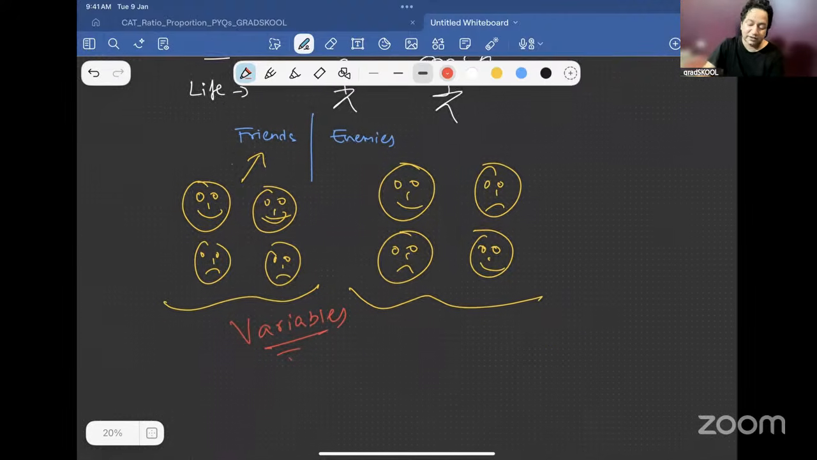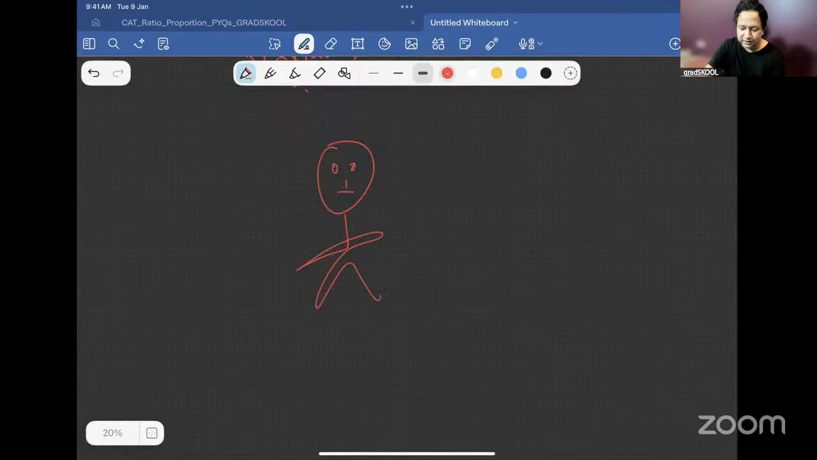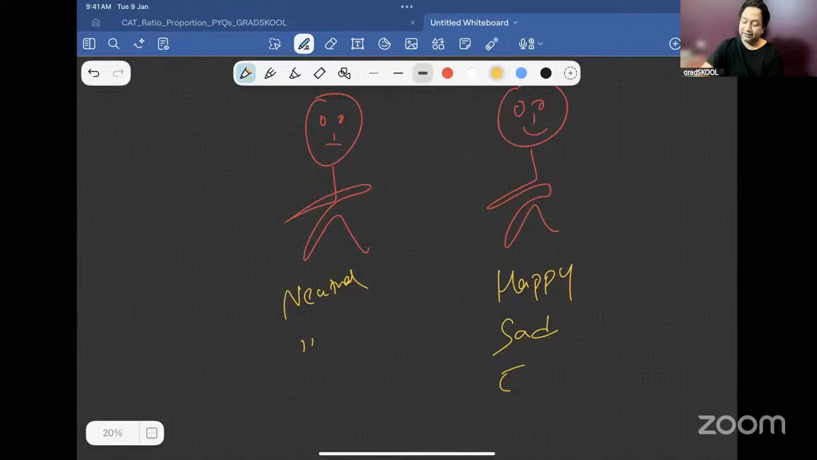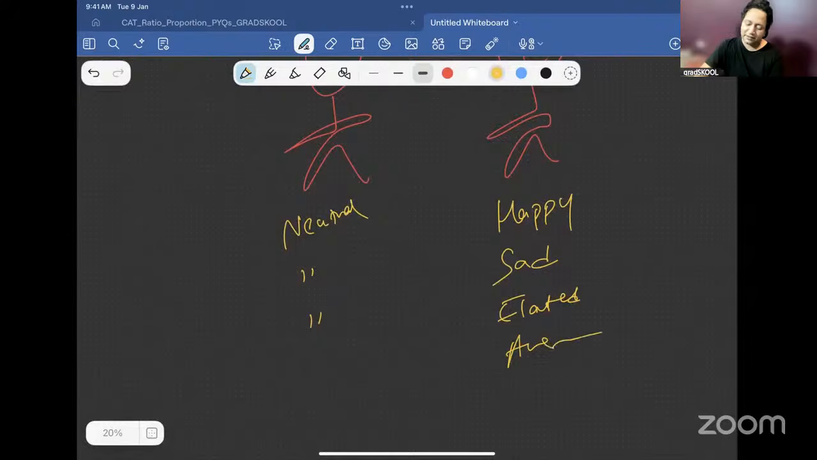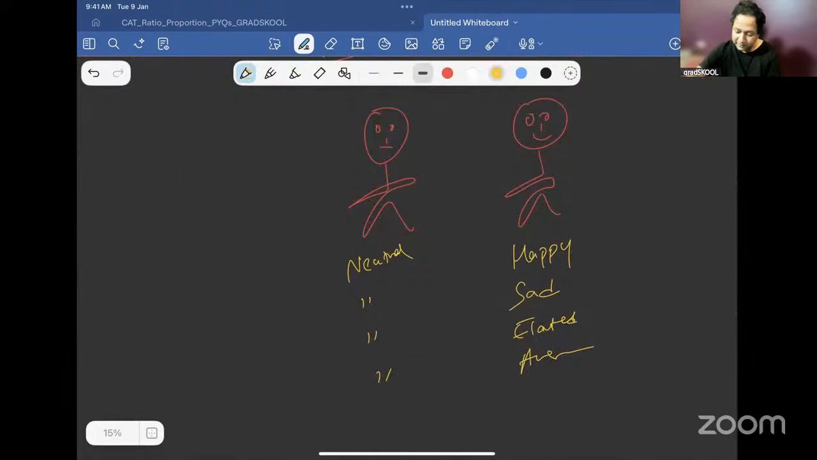Now, there's also a possibility that there are two people. One is this. Look at his face. It's neutral. And the other person is this. Now, what happens if this guy becomes happy? This guy remains neutral. If this guy becomes sad, this guy still remains neutral. This guy gets elated, this guy is still neutral. This guy is angry, this is still neutral. So what exactly is happening over here? This guy is changing.